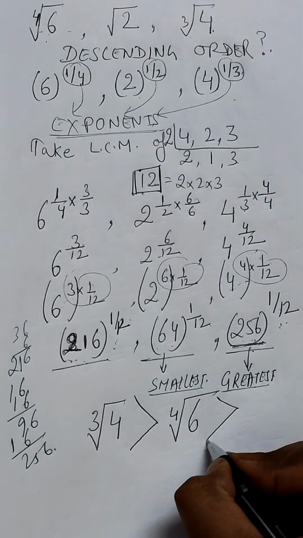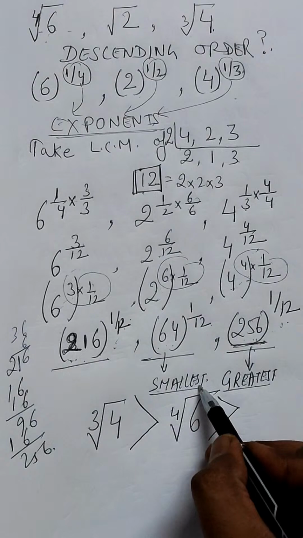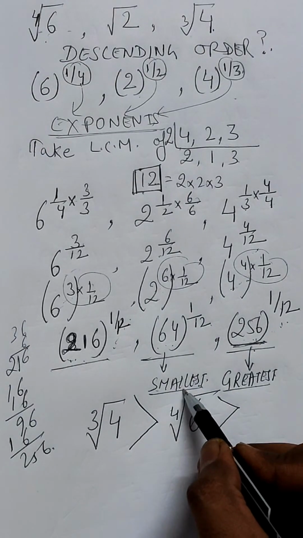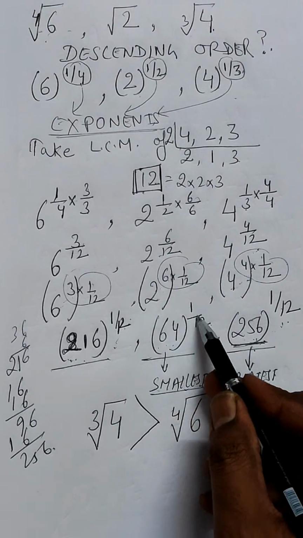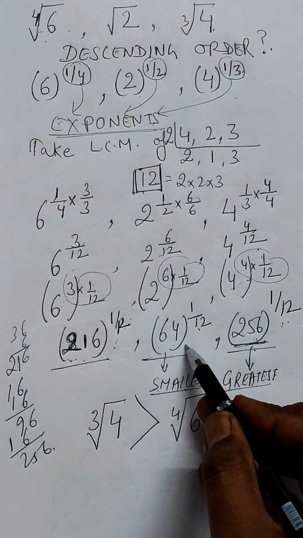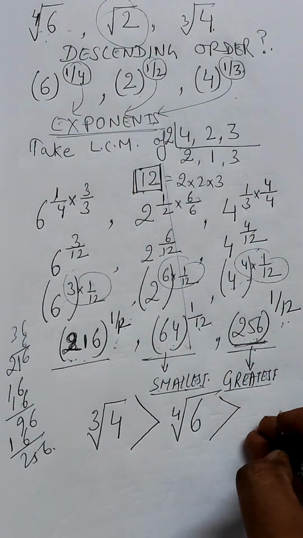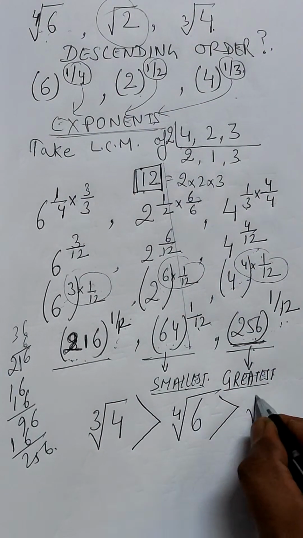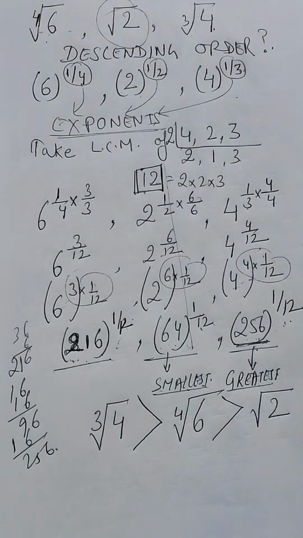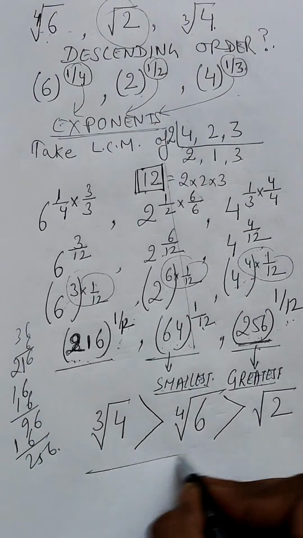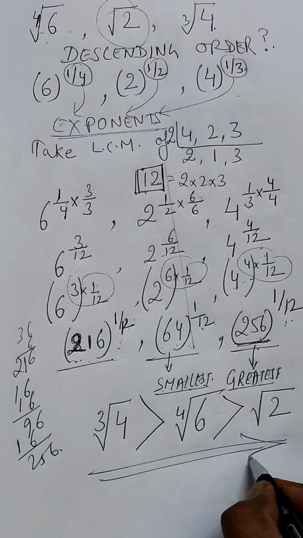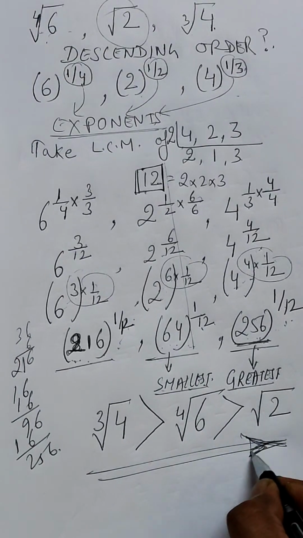And at last in the descending order series, the smallest number will come, and the smallest number is 64 power 1 by 12. And this belongs to what? This is square root of 2, right? So square root of 2 will be last, right? So in this way you can see this is the order of descending.